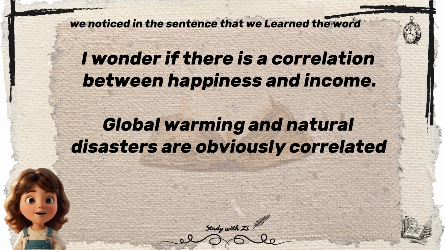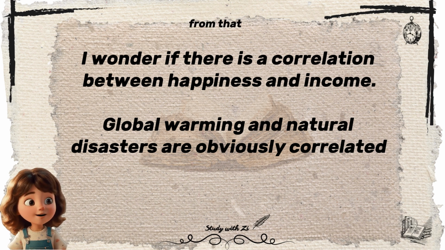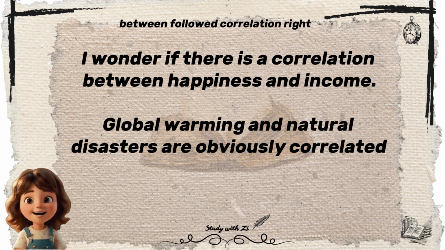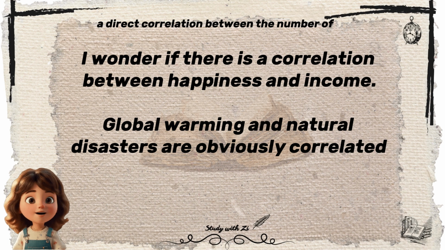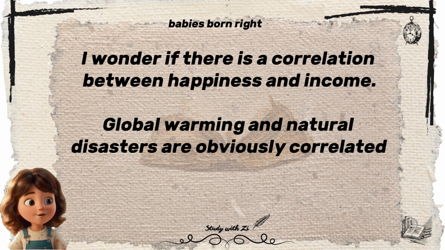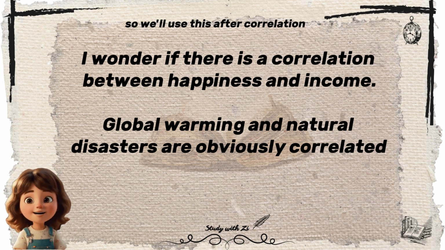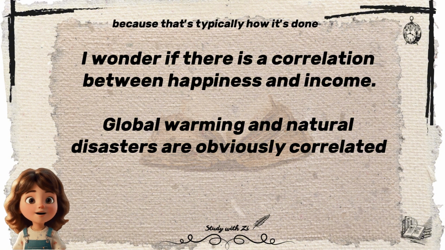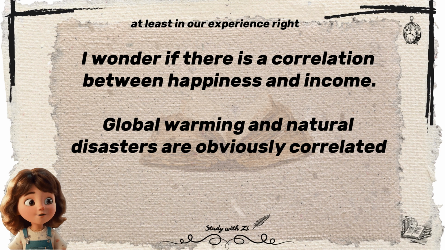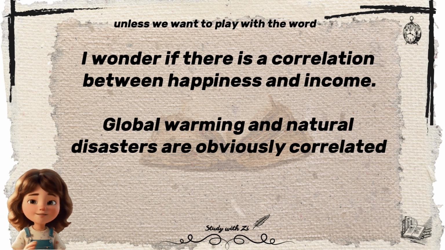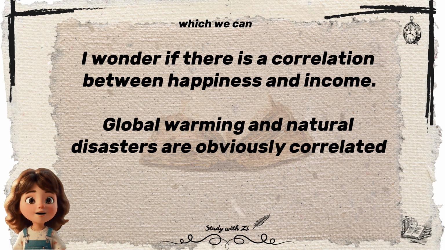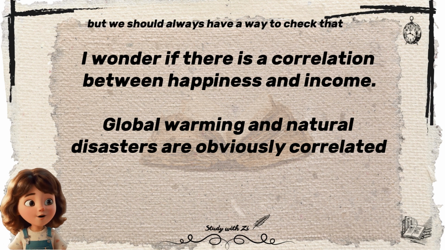We noticed in the sentence that we learned the word from that between followed correlation, right? We had originally a direct correlation between the number of babies born, right? So we'll use this after correlation because that's typically how it's done, at least in our experience, right? We shouldn't do anything out of our experience unless we want to play with the word, which we can, but we should always have a way to check that.